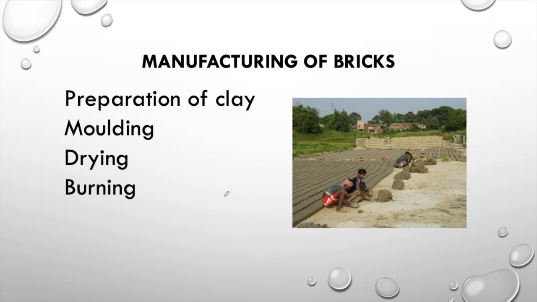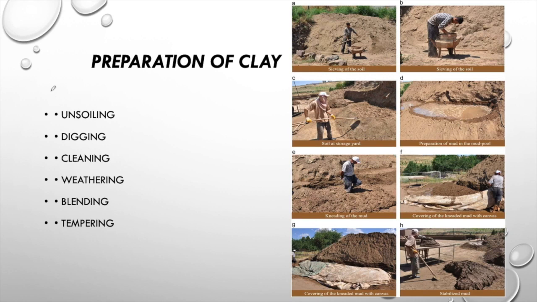Now we will see the manufacturing process of the bricks. There are four processes: first of all, preparation of the clay, molding, drying, and burning. We will see these one by one. First of all, preparation of the clay. In the preparation of the clay, first of all, we will do the unsoiling. These are the sequence of the operations: unsoiling, digging, cleaning, weathering, blending, and tempering. First of all, unsoiling.